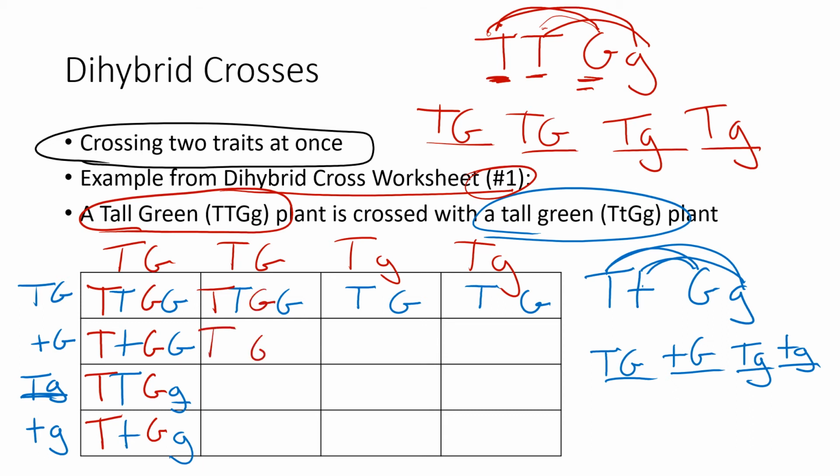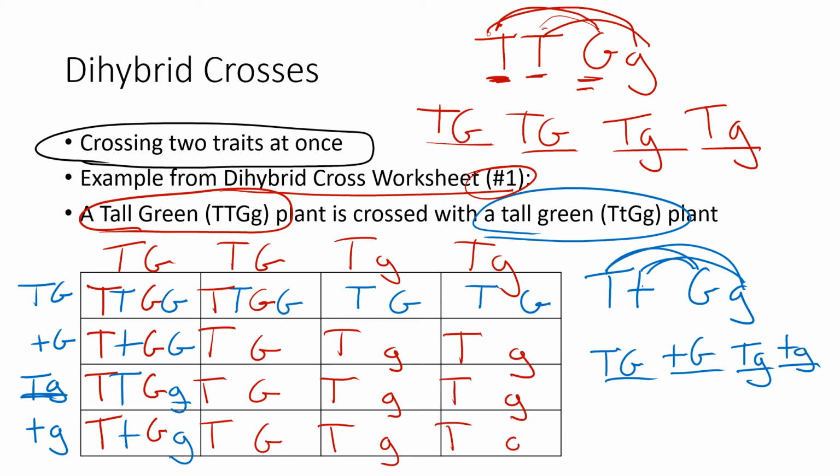And you can do one little box at a time, or you can just bring them all the way down, like I like to do, and fill them all in and then count. Okay, and so then we'll go to Dad here, and we know he has little t's across here and big G's. And big T and a little g. And finally, two recessive traits here.